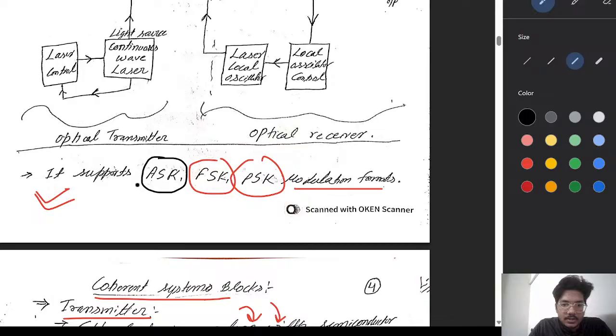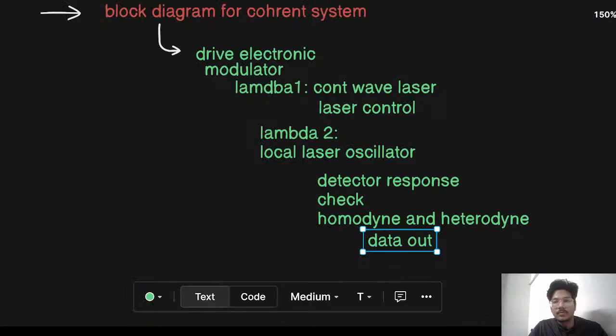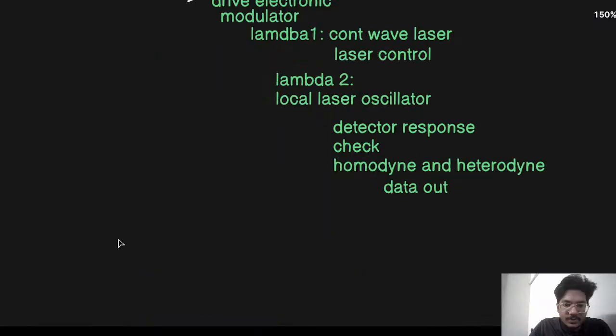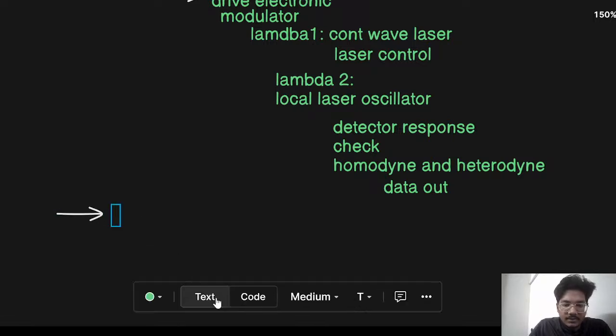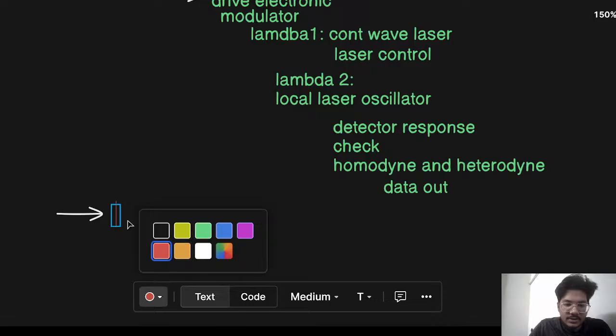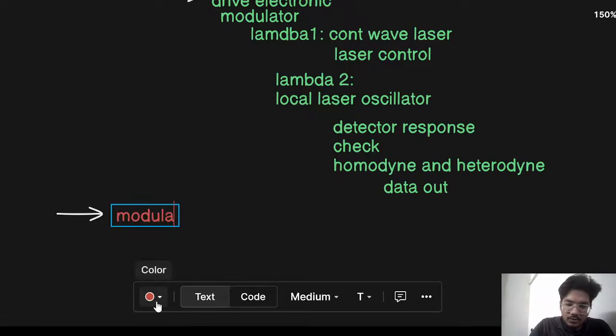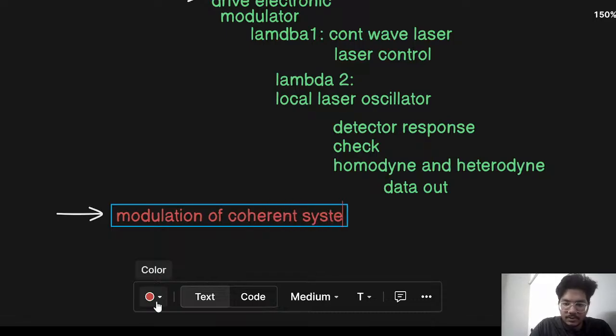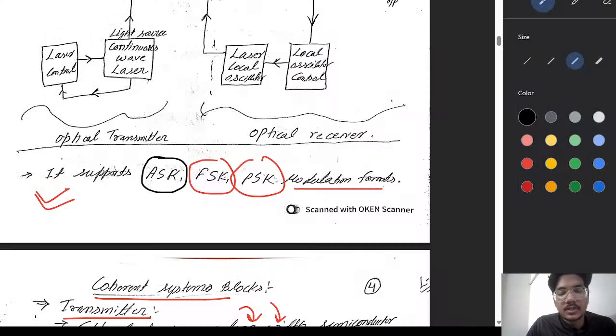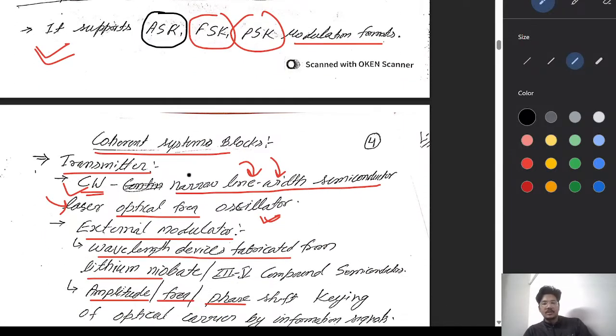So it supports different modulation formats. After that, we see the different modulation techniques of the coherent system, such as ASK and PSK.